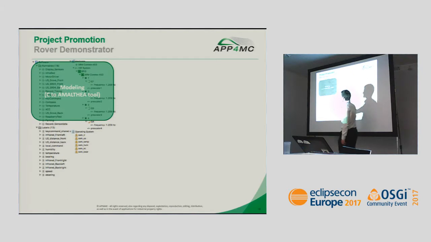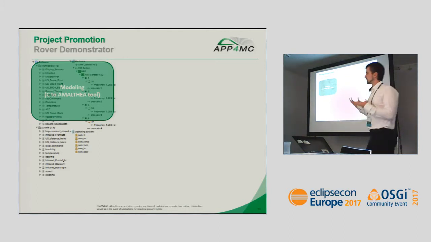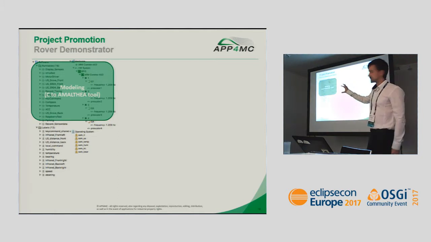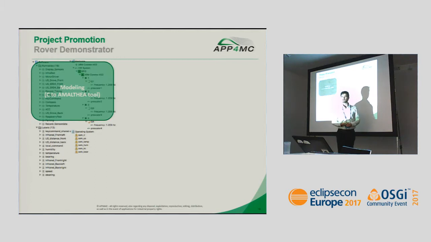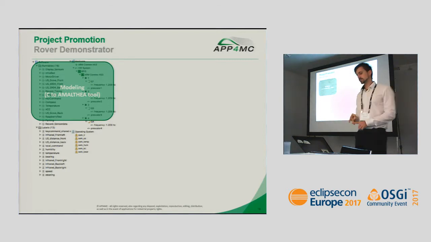Eventually we did the modeling by hand, but with the new tooling that Harald mentioned earlier, we can use the C to Amathere conversion process to generate at least the software model on the left part automatically. And here you can see different tasks and labels. They are just memory accesses to the memory. And in the background you see the hardware model with the different cores, the frequency, and the memory.